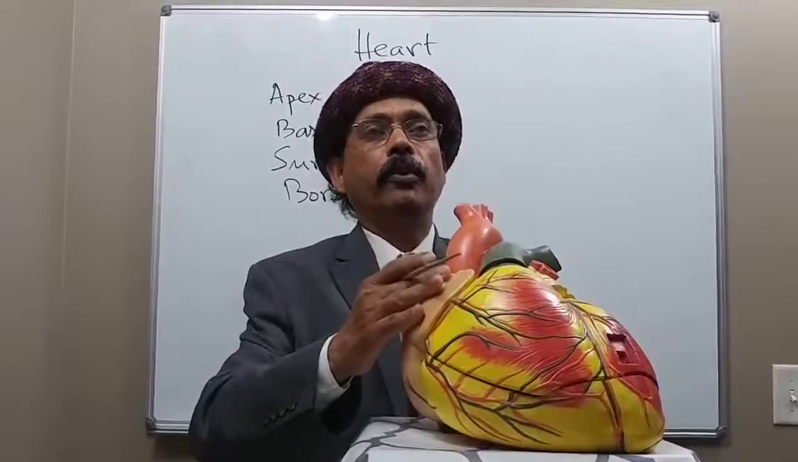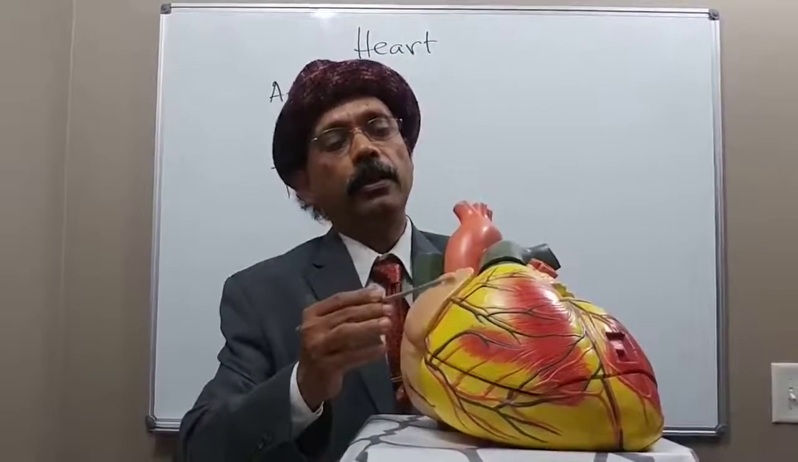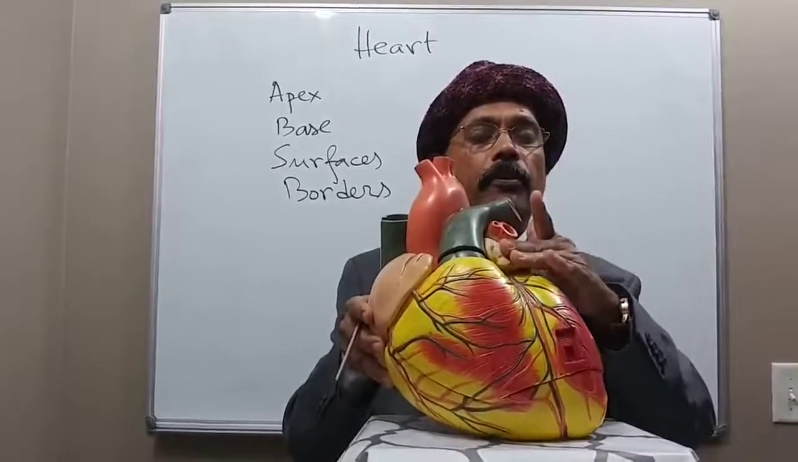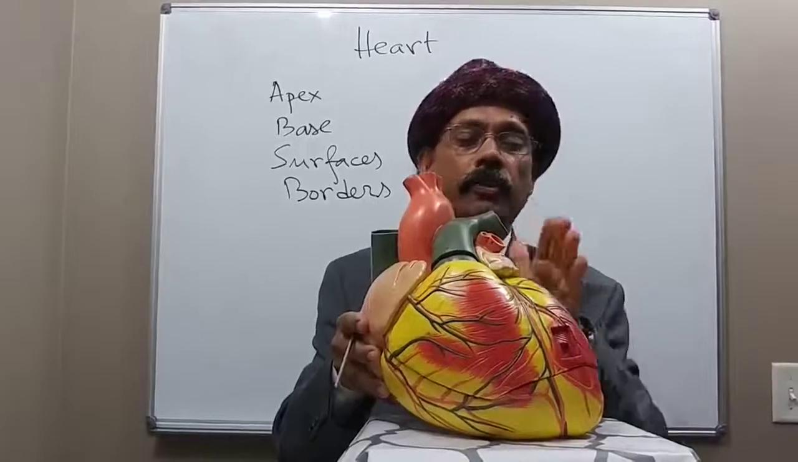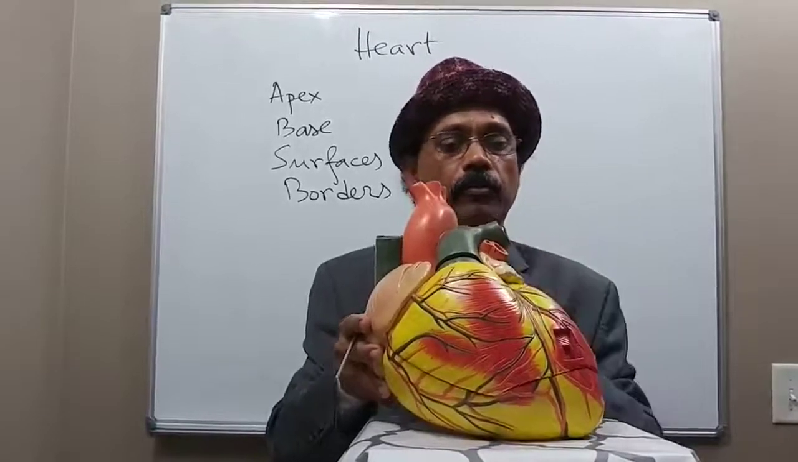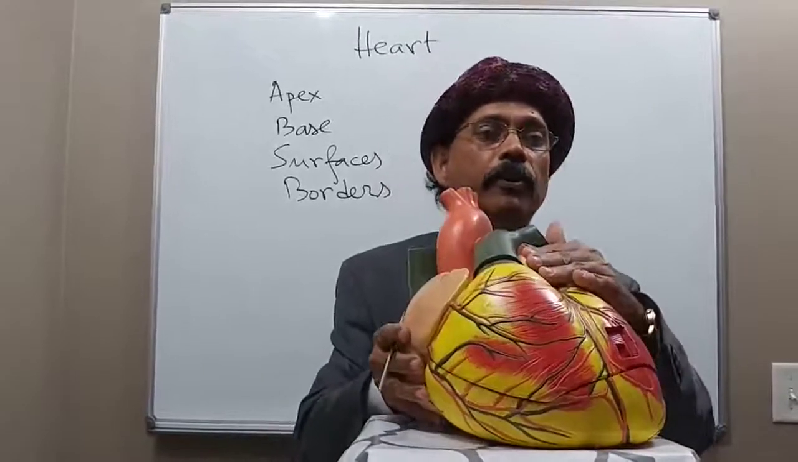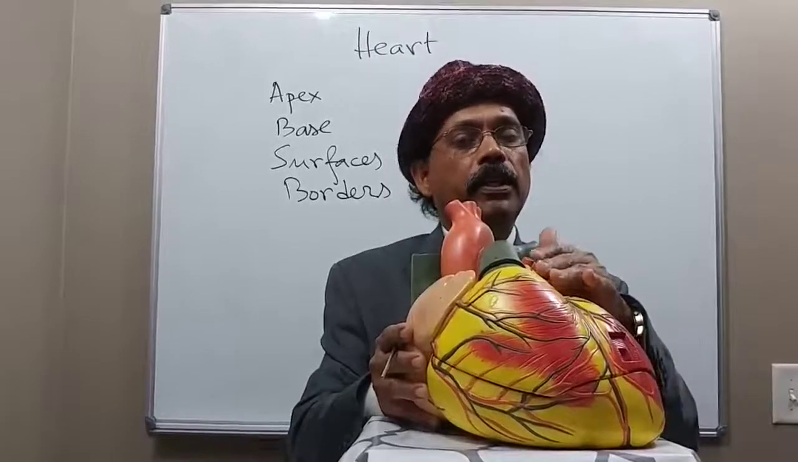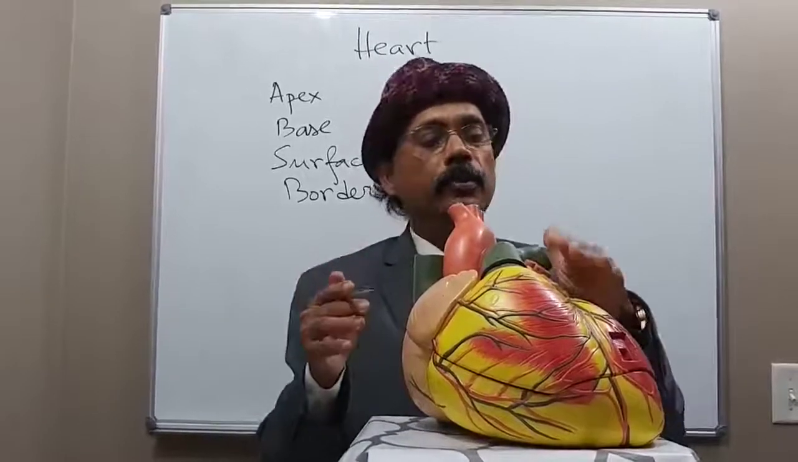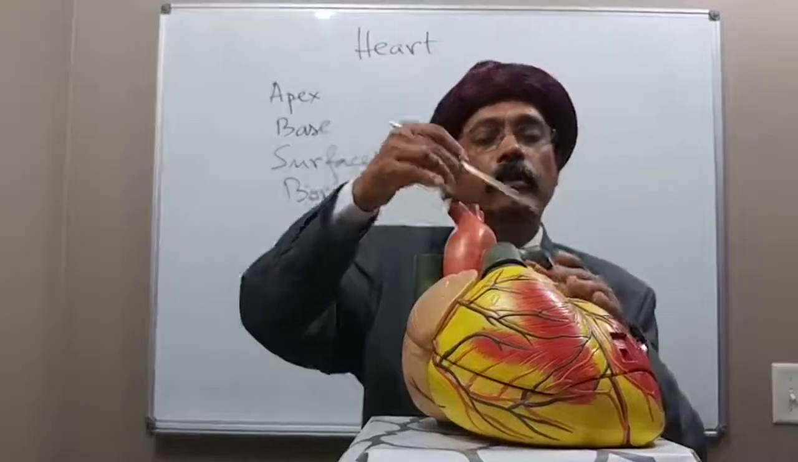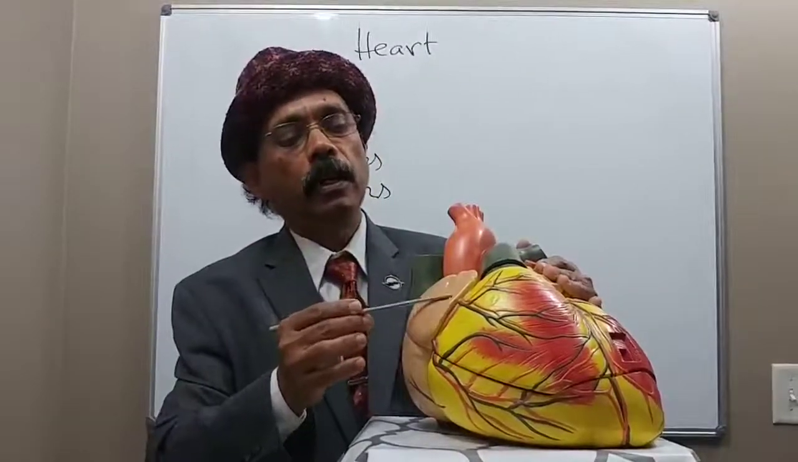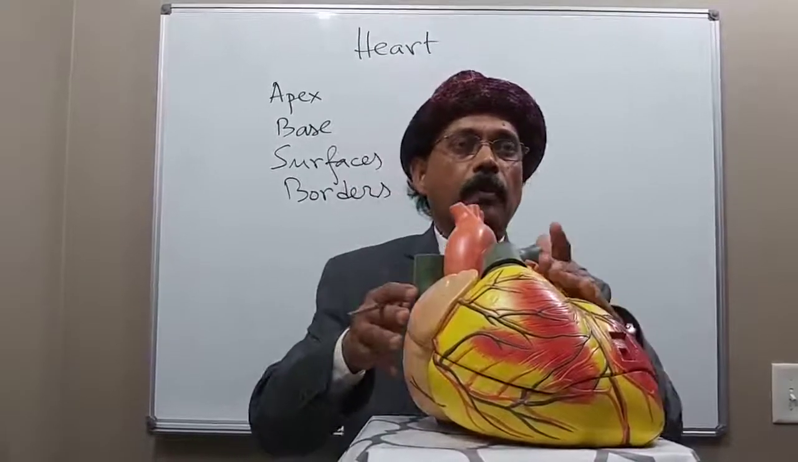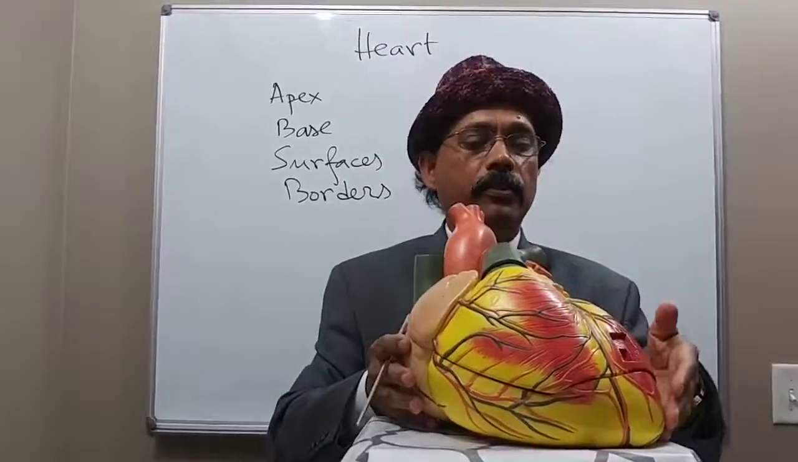Auricles are extensions of the atrium. This is the right auricle and this is the left auricle. Auricles are above the ventricles and mostly anterior. This is an ear-like extension of the atrium, derived from the primitive atrium. Okay, we got the auricles. We go to the margins.